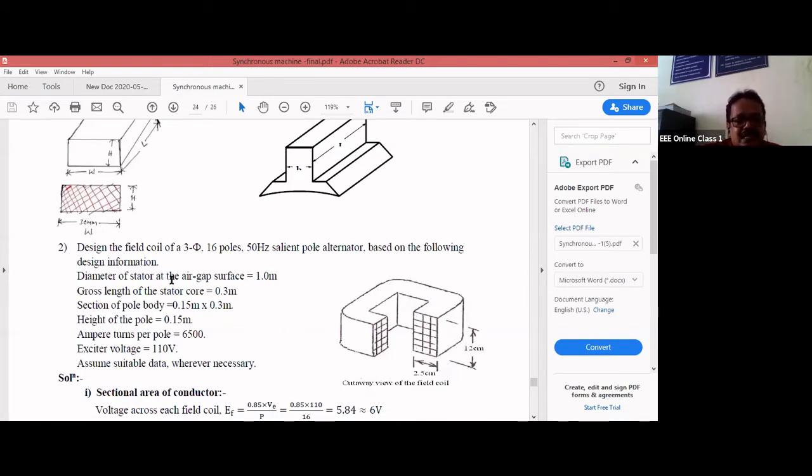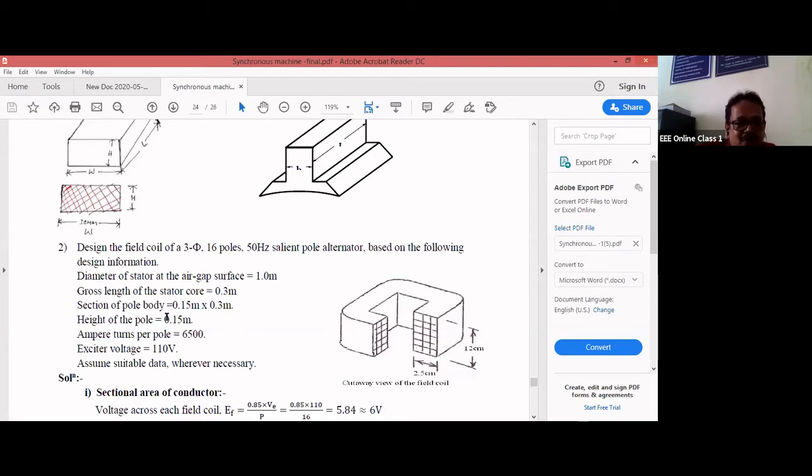Diameter of the stator at the air gap surface is given as 1 meter. Diameter of stator means your stator bore, 1 meter. Gross length of stator core is equal to 0.3 meter. This is the diameter, and the gross length will be 0.3 meter.